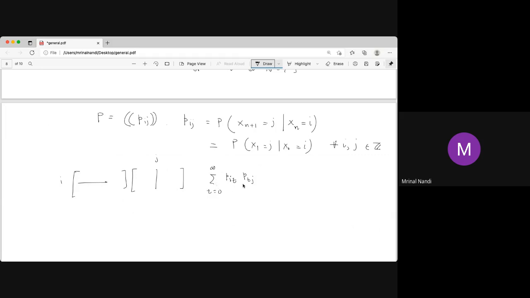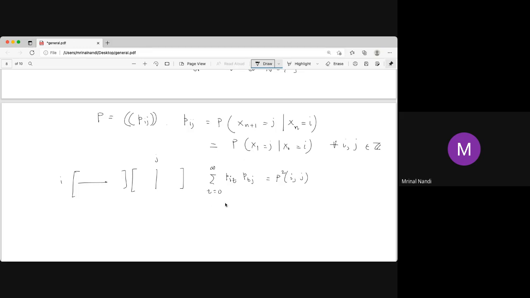Now again, there is a question. This is the probability that goes from i to j in two steps, from i to t, t to j. It is the two-step transition function. But there is a question of summation, a question of convergence of that.